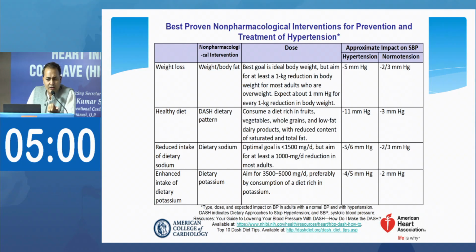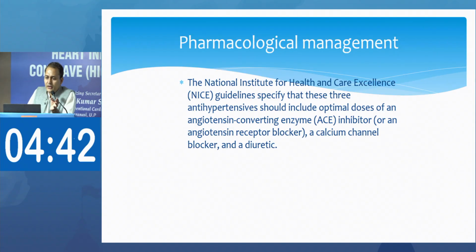So this is about lifestyle modification. We see that each intervention reduces systolic blood pressure by 5 and diastolic blood pressure by 2 to 3. So if you strictly apply the lifestyle interventions, we are going to reduce the blood pressure in these resistant patients.